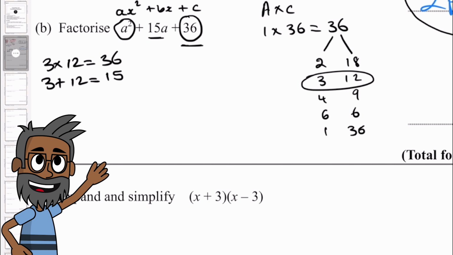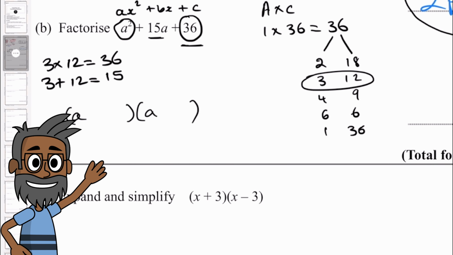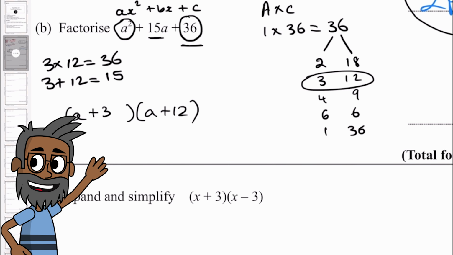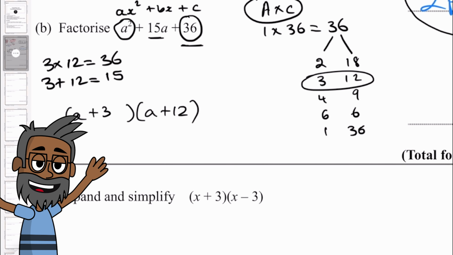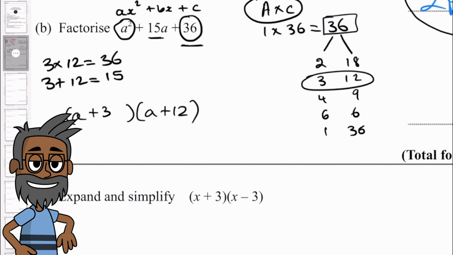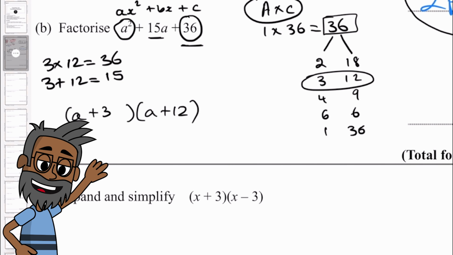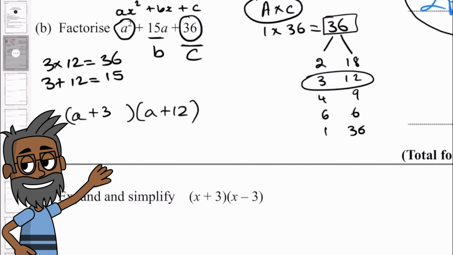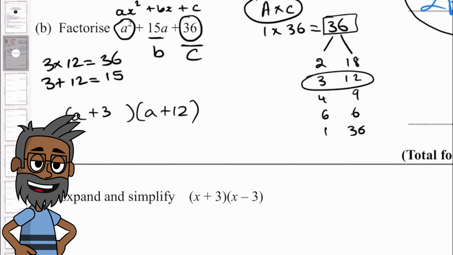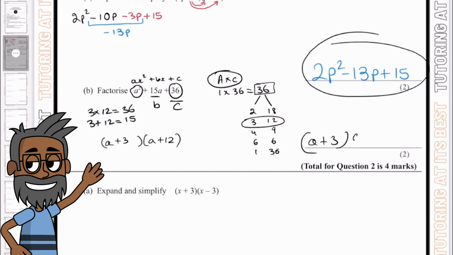Because we have an a squared, that means we have two occurrences of a. So now I can simply write down a in two brackets here, and we'll have plus 3 and plus 12. And that's our answer. So what have I done? I've used my AC method, multiplied a and c together to get 36, and found a pair of factors that satisfy two statements: one, that it multiplies to make c, which is 36, and two, that it adds to make b. And as I mentioned before, factorizing is merely the reverse process of expanding brackets. So now you can see that our answer is a plus 3 and a plus 12.